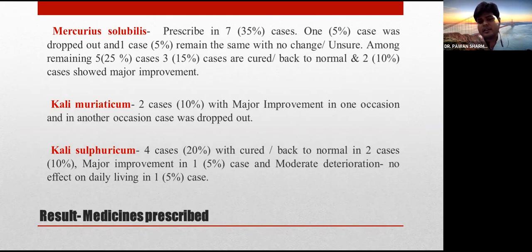Among the remaining 5 cases, 3 cases were cured and 2 cases showed major improvement. Kali mur was prescribed in 2 cases with major improvement in 1, and in the other the case was dropped out. Whereas in the Kali sulph cases, 4 cases: cured, back to normal, in 2 cases, major improvement in 1 case, and moderate deterioration, no effect on daily living, in 1 case.